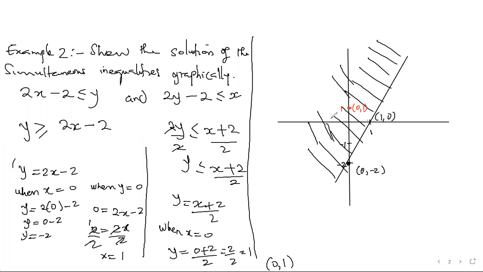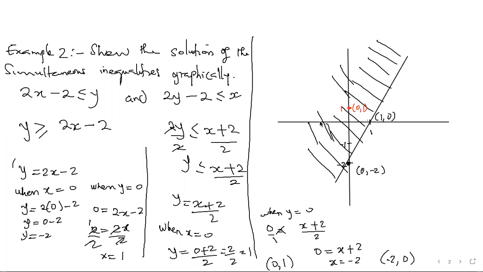I need one more point. So when y is 0, what is x? If I put 0 here, 0 equals x plus 2 over 2. If I cross multiply, 2 times 0 is 0, so 0 equals x plus 2. That means x will be minus 2. So I have minus 2, 0. I can plot the second point.